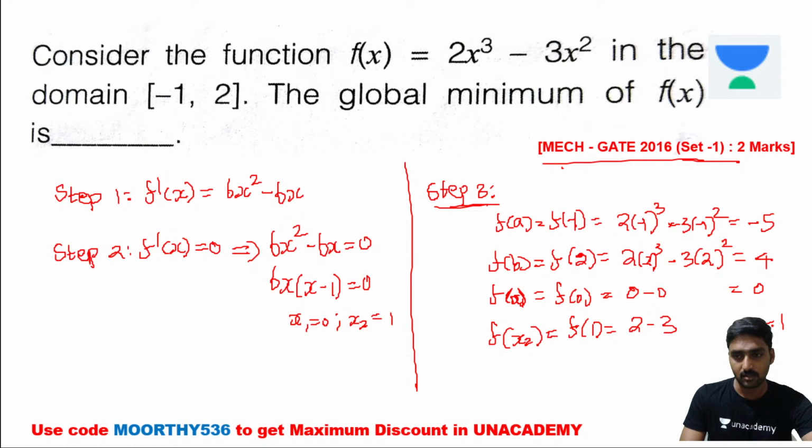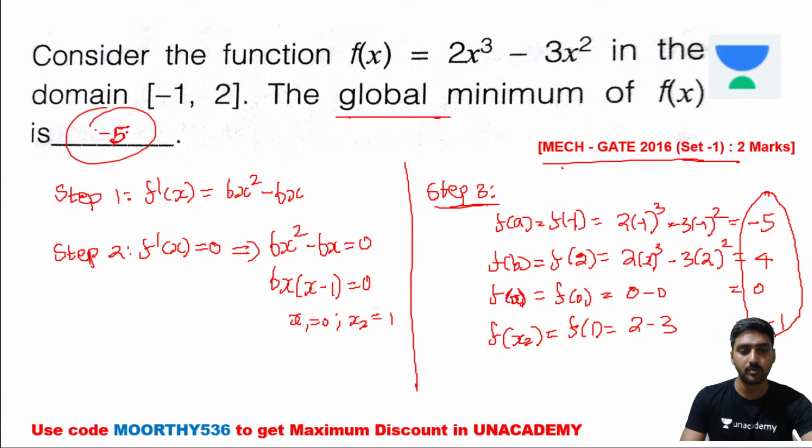Now consider all these values. So what will be the smallest value among all these points? If you consider these 4 values, minus 1, 0, 4, minus 5, here minus 5 is the smallest value in this function. Global minimum, it's minus 5. So we need to substitute the values into the function, then we need to identify the global minimum. Minus 5 is the right answer.